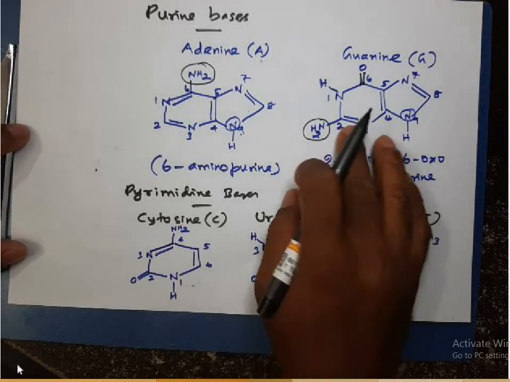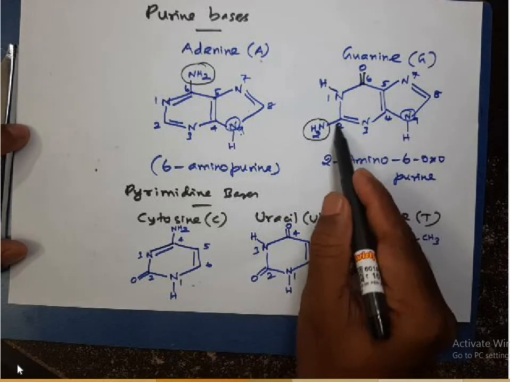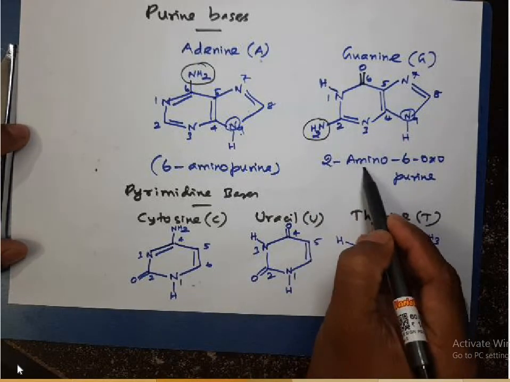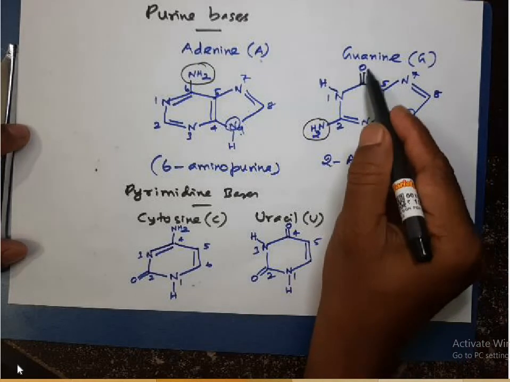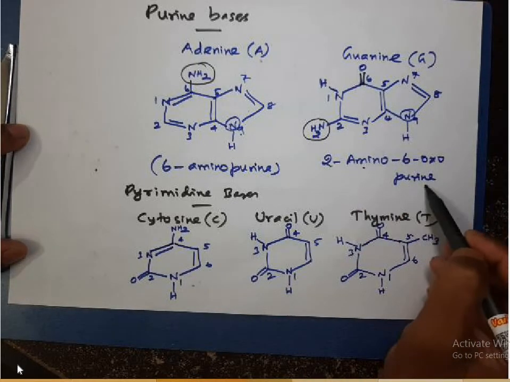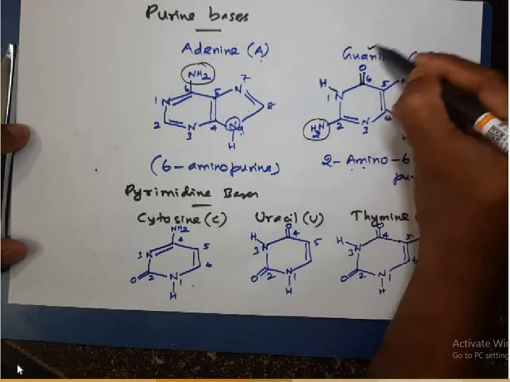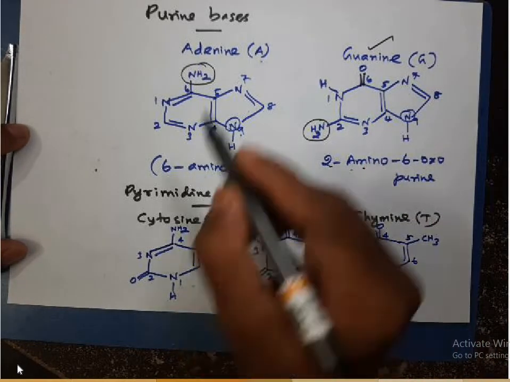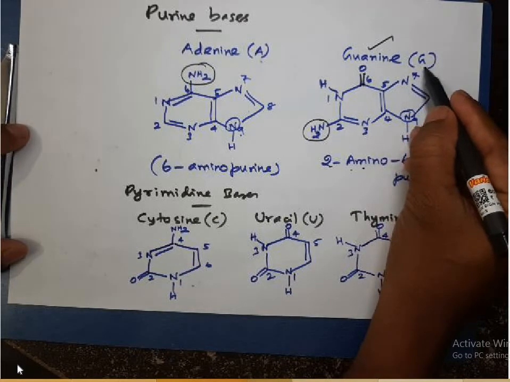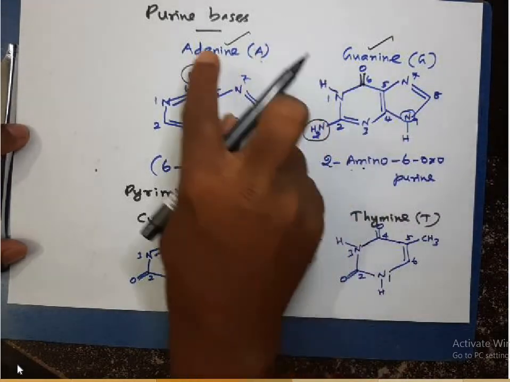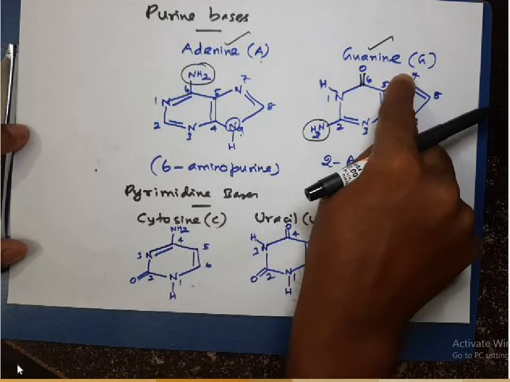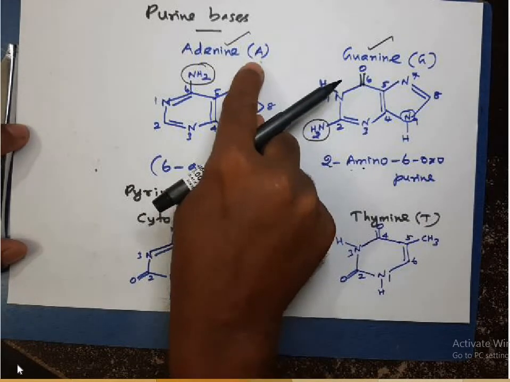And this compound is called 2-amino. In second carbon we have an amino group, so 2-amino. In 6th carbon we have an oxygen, so 6-oxopurine. 2-amino 6-oxopurine is called guanine. And we use the symbol G for guanine. Okay. So in purine we have two bases. What are they? Adenine and guanine.